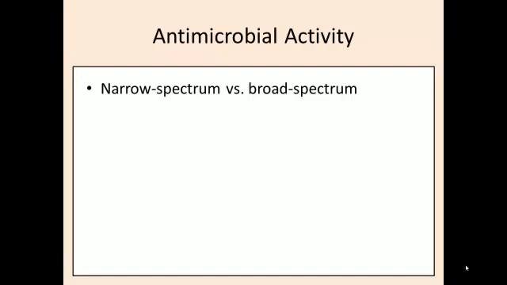Now, broad spectrum antimicrobials affect more than one group of bacteria or microbes. So, for example, tetracycline, we'll be talking about that one more later, affects both gram-negative and gram-positive bacteria. So that would be an example of a broad-spectrum antimicrobial.